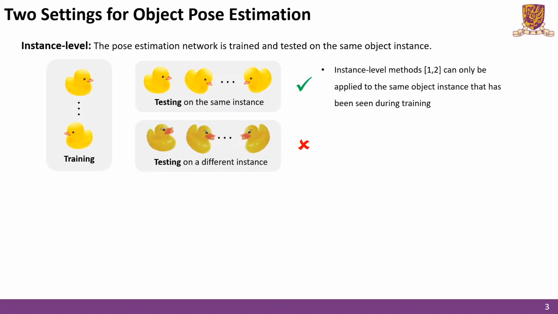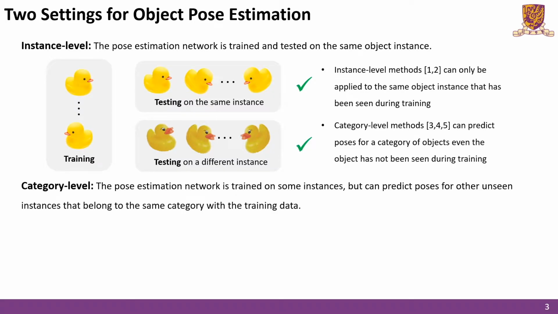The first is instance-level object pose estimation. In this setting, the network is trained and can only be tested on the same object instances. For example, if we train the network on this little duck, we can apply the trained network to the same duck in different poses and different environments. But if we use the network to estimate the pose for a different duck, it produces very poor performance.